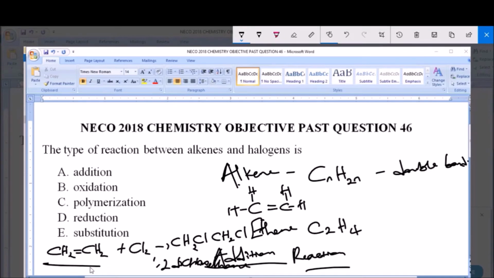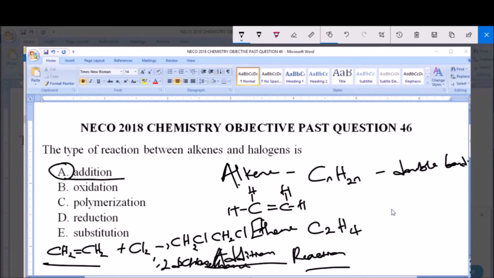We did not substitute anything. Nothing was substituted. Substitution simply means that an atom will be what? Substituted. That is, maybe a hydrogen atom will be substituted with chlorine. But that was not done here. What we did here was addition. And so therefore, the type of reaction between alkenes and halogens is the what? Addition reaction. And like I told you, alkenes can only undergo addition reaction with halogens.